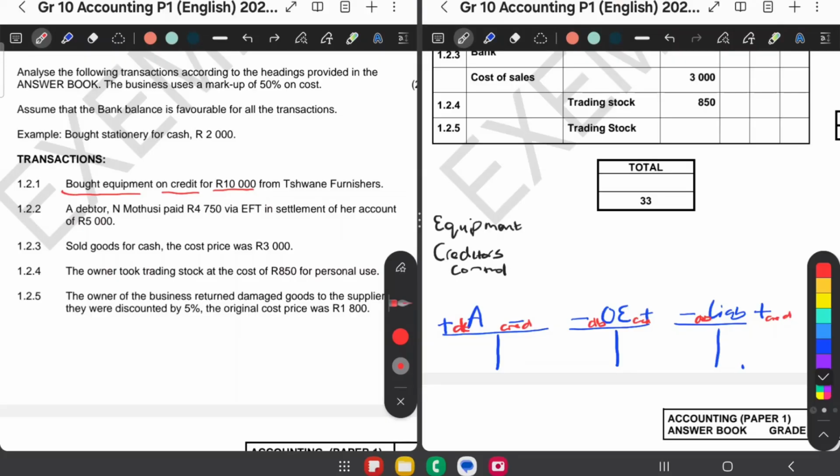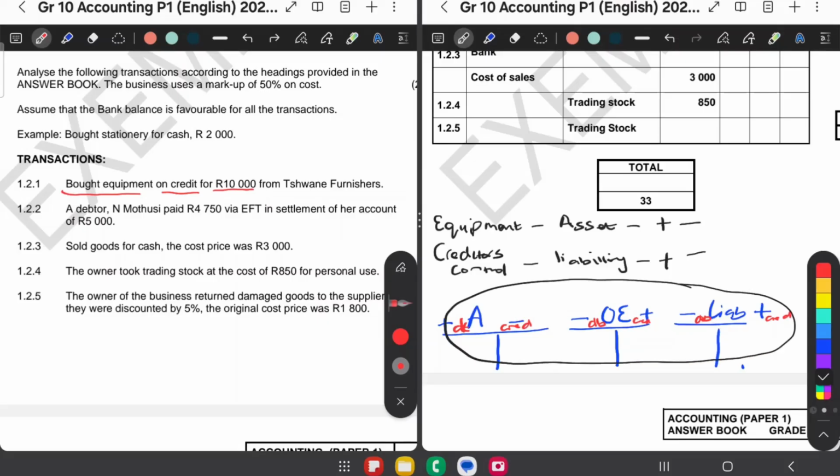Now I'm first going to classify the accounts. Equipment is an asset, and creditors control is a liability. Then I ask myself, if you buy equipment, does your equipment get less or more? Your equipment gets more. And if you buy on credit, does the business owe more money or less money? The business will owe more money. So that's a plus.